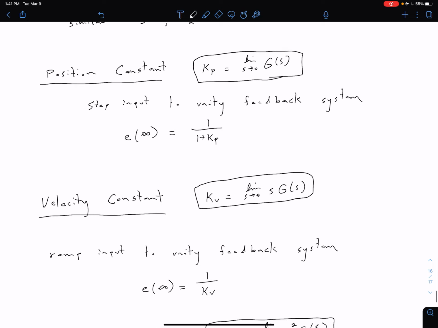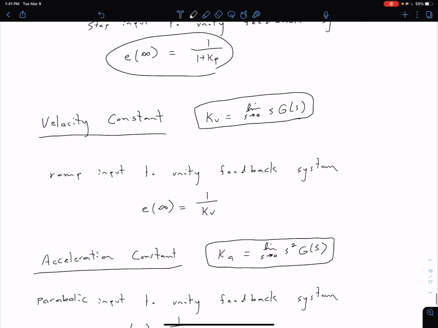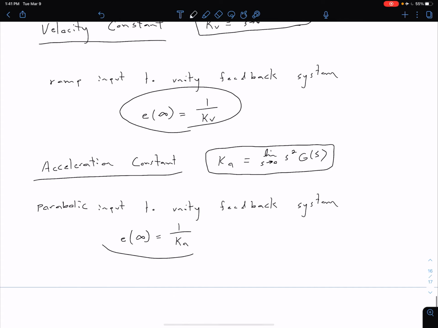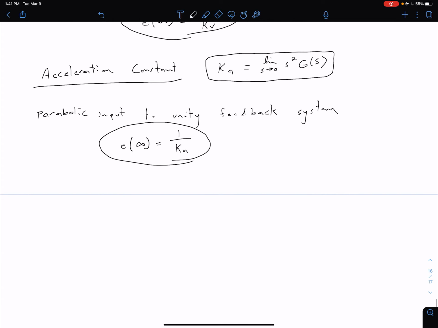Another thing we can see for all three of these updated steady state error equations for our different input types is that in all cases our E of infinity decreases as our static error constants increase. What that tells us is that in general, if we want a small steady state error, then we want a large static error constant, because small steady state error corresponds to large static error constants.